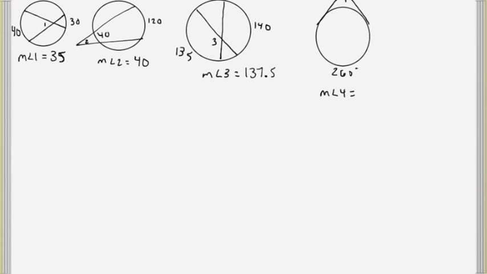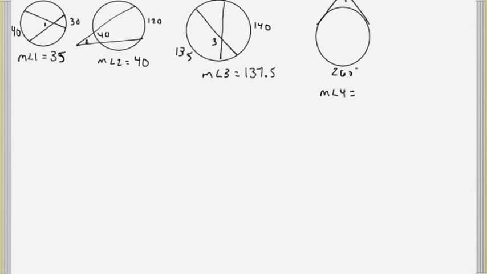Angle 4 is outside of our circle, formed by two tangents. But no matter what kind of things are forming it, secants or tangents, our rule is when it's outside of the circle to do half of the difference of the two arcs. Only one arc is labeled here, just the 260. So we need to know what the other arc is. How do we find that?